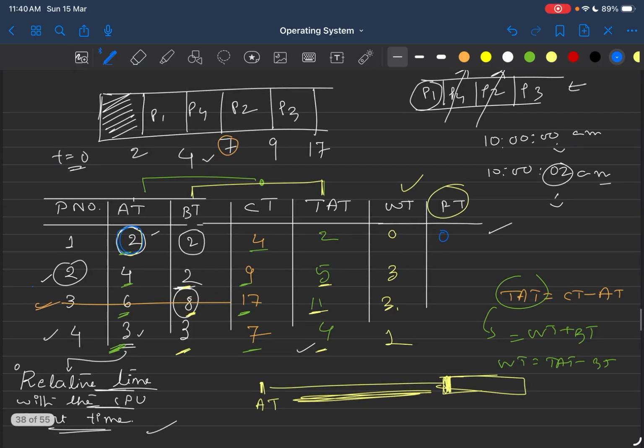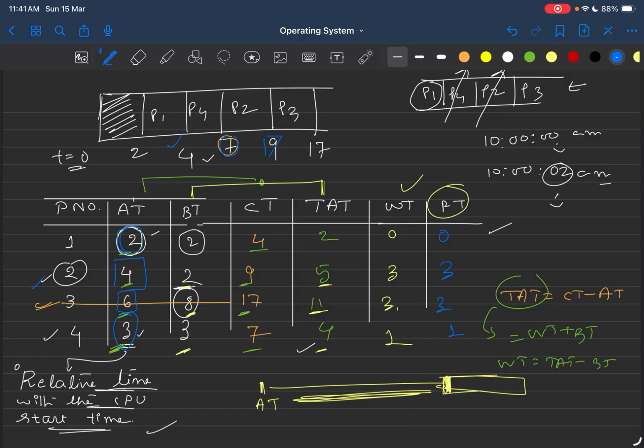So process number 2, when it arrived at time t equal to 4, when it is scheduled at time t equal to 7. What is the difference? 7 minus 4, that is 3. Coming to process 3, when it arrived at time t equal to 6, and when it is scheduled for the first time, that is 9. So 9 minus 6 is equal to 3. When this P4 has arrived at time t equal to 3, when it is scheduled for the first time, that is 4. 4 minus 3 is 1.